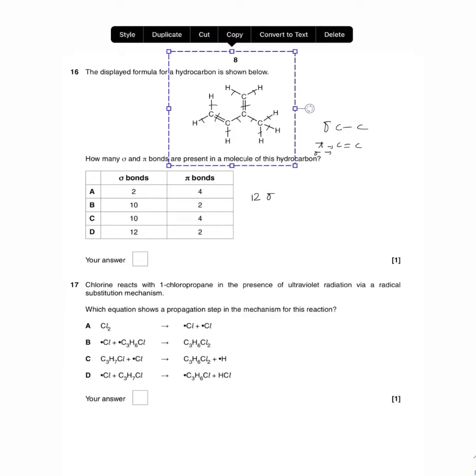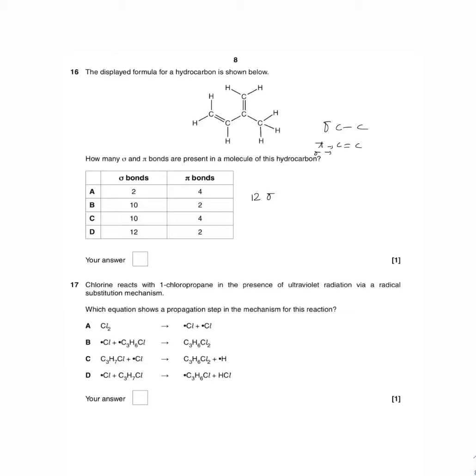Pi bonds, there are 2 pi bonds. So the answer is D. People don't really remember that there are sigma bonds as well as pi bonds with carbon-carbon double bonds, but there are. Question 17 says chlorine reacts with 1-chloropropane in the presence of ultraviolet radiation via a radical substitution mechanism.